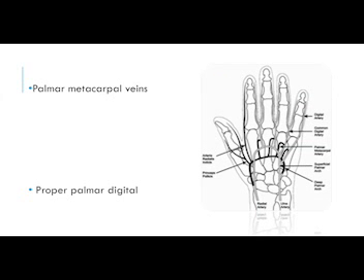Palmar metacarpal veins drain the metacarpal region of the palm, eventually draining into the deep palmar venous arch and then to the radial veins, which drain the lateral aspect of the arm. Proper palmar digital veins drain into the common palmar digital veins, then drain to the superficial palmar venous arch and eventually to the ulnar veins, which drain the medial aspect of the arm.